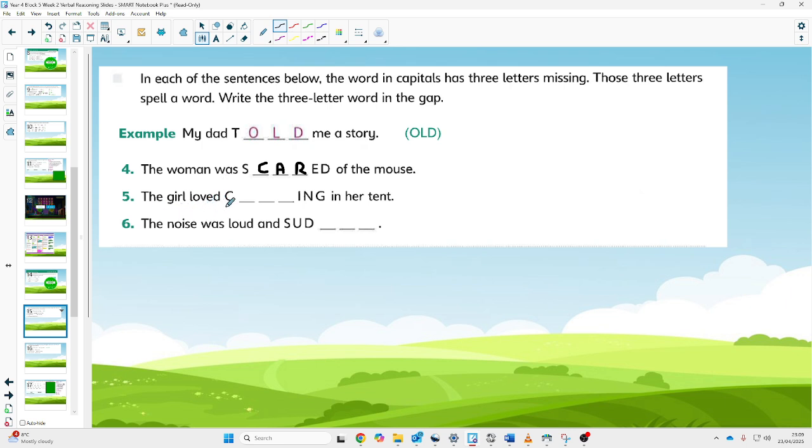The girl loved something in her tent. So camping in her tent. So the word we're looking for there is amp. The noise was loud and something. It was sudden. And the word we're looking at that was missed there is den.